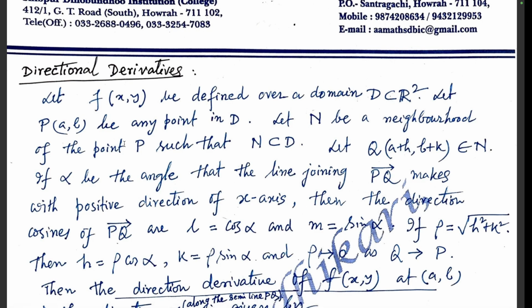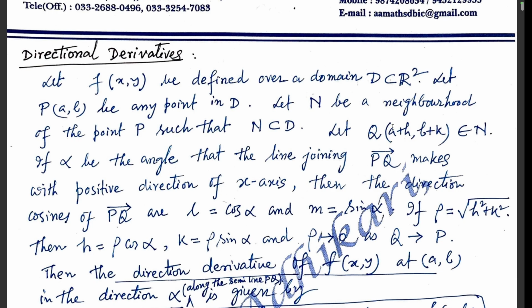Let f be a function of two independent variables x and y defined over a domain D, a subset of the Cartesian plane R2. Let P be any point with coordinates (a, b) in D. Let N be a neighborhood of the point P such that N is a subset of D. Let Q with coordinates (a plus h, b plus k) belong to N.